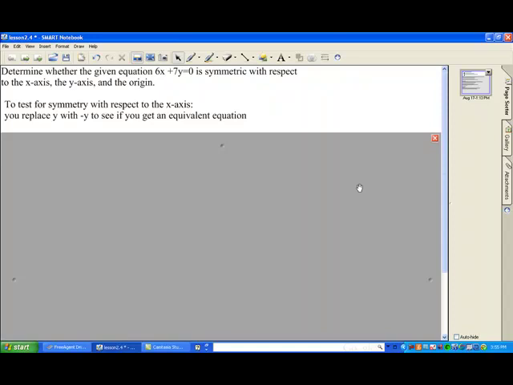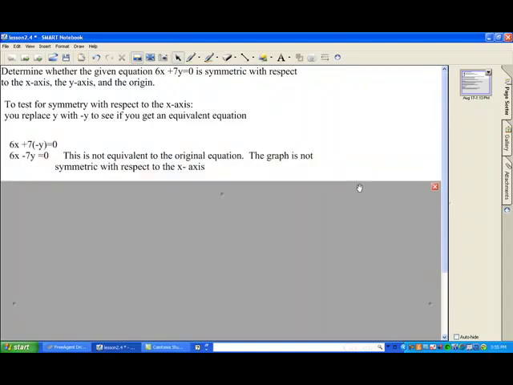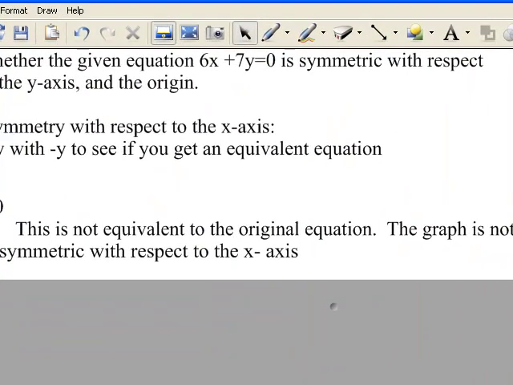To do this, we replace y in the equation with the opposite of y to see if we get an equivalent equation, to see if we can come up with the original equation. Substituting the opposite of y for y will give us 6x minus 7y equals 0. This is not the same as the original equation. There's a sign difference. The original equation has plus 7y. This equation has minus 7y. Therefore, the graph is not symmetric with respect to the x-axis.